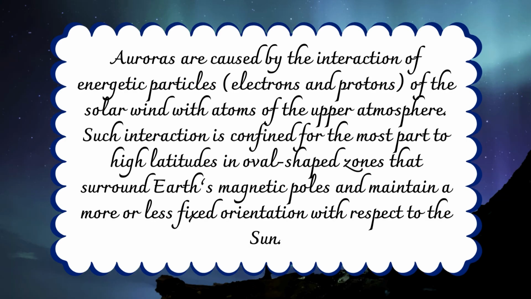Auroras are caused by the interaction of energetic particles, electrons and protons, of the solar wind with atoms of the upper atmosphere. Such interaction is confined for the most part to high latitudes in oval-shaped zones that surround Earth's magnetic poles and maintain a more or less fixed orientation with respect to the Sun.